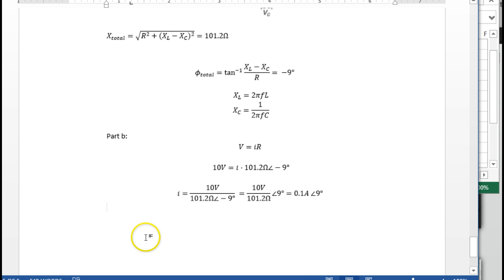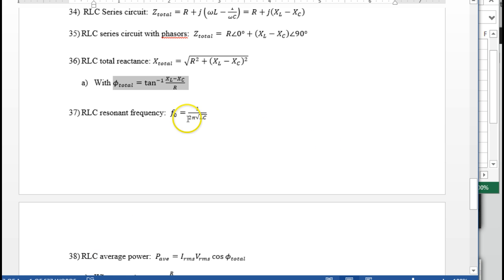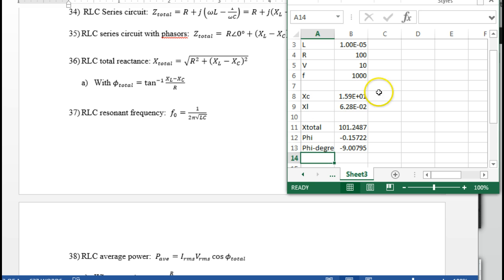C is what is the resonant frequency. Okay, so the resonant frequency equals 1 over 2 pi, right, square roots of LC. Alright, 1 over 2 pi square roots of LC. If we go over to our equation sheet, you find that right here, resonant frequency 1 over 2 pi square roots of LC. Let's pop over to Excel.